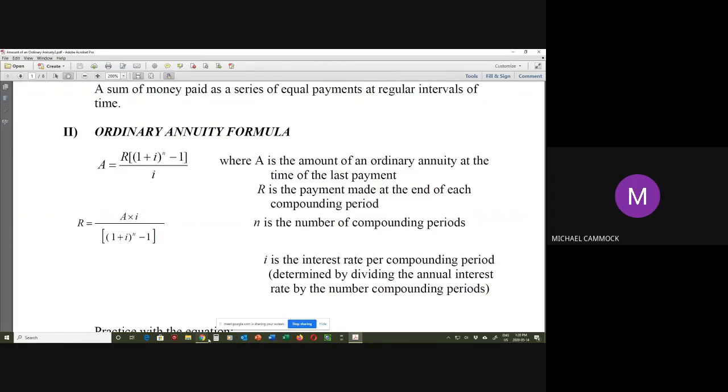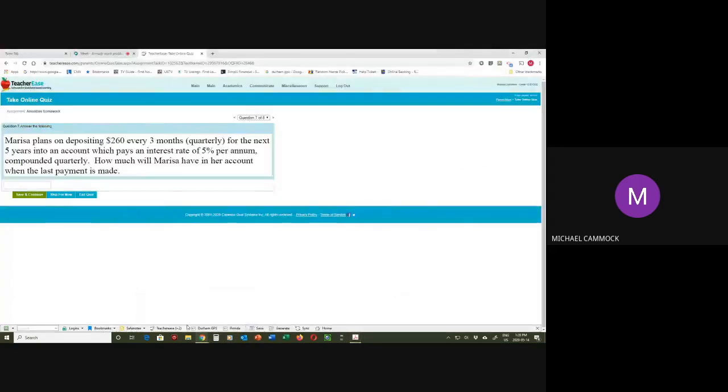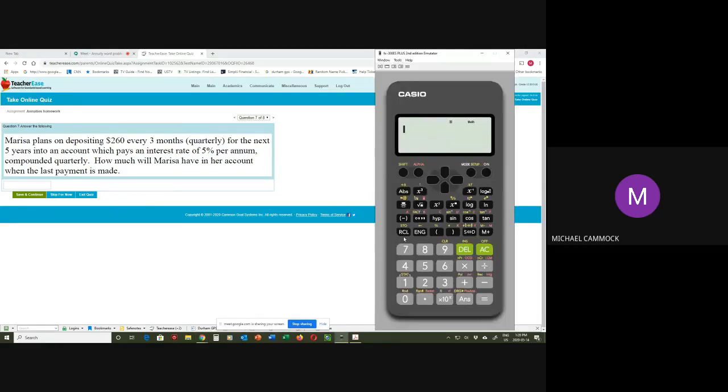Okay? All right, so let's get back to the question. It says $260 every 3 months, 5% per annum, 5 years. Okay, I'm going to bring the calculator up. So the 260, can we agree that that's going to be the R? Does that make sense? Okay, so 260. And we're going to open those brackets again. So bracket, 1 plus the I. Now we need to figure out this I. I need some input again. What am I going to put for the I this time?